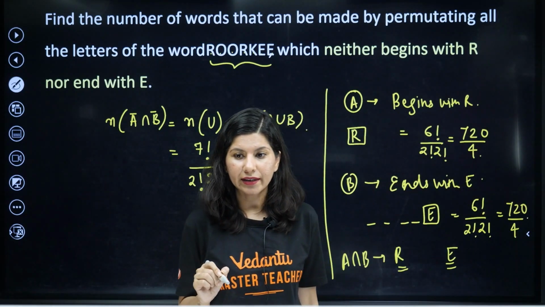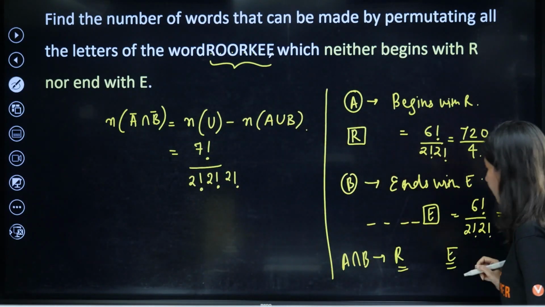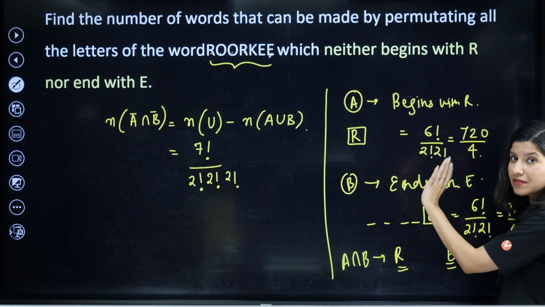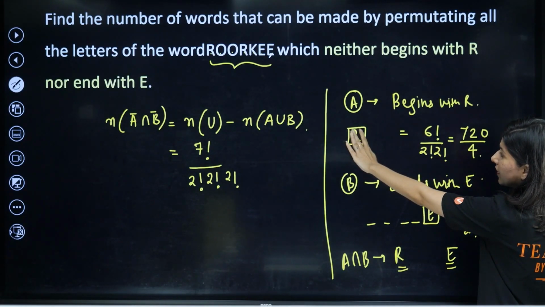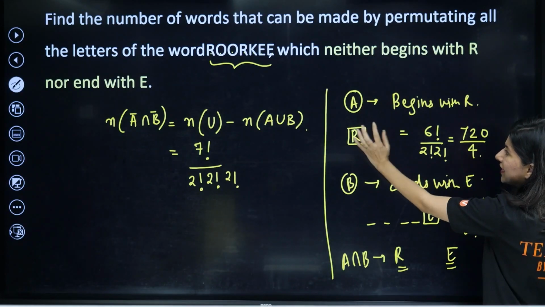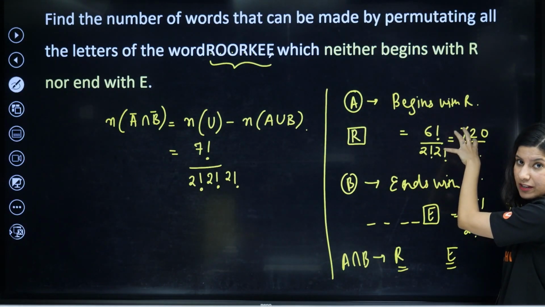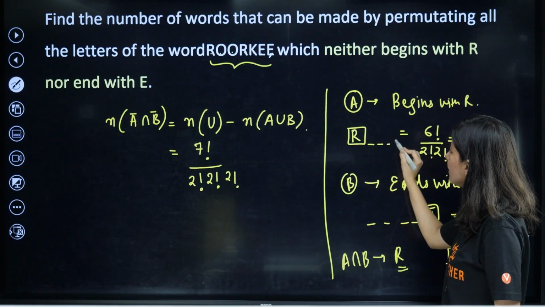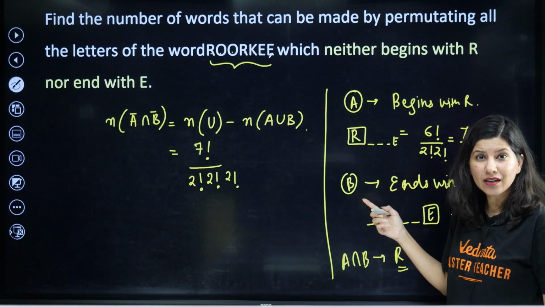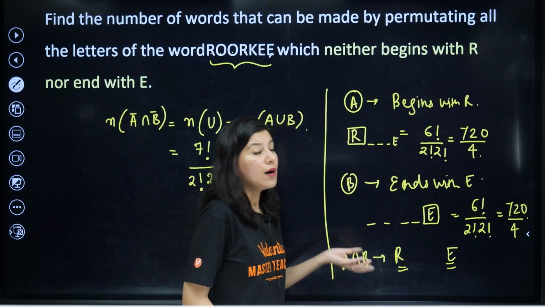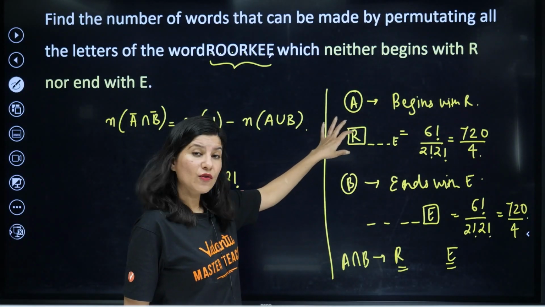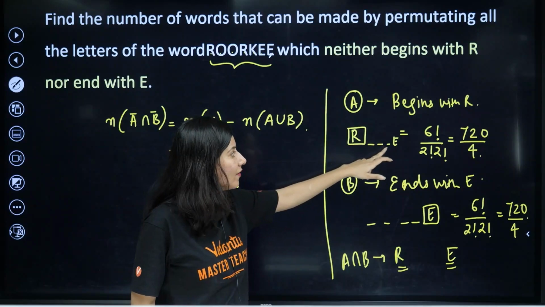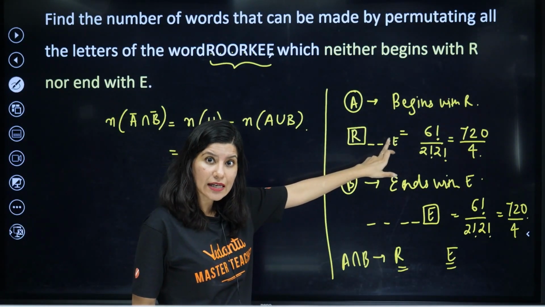Clear. Now understand what is happening. I have said R is fixed over here, so all the words will start with R. So there are this many words. Now don't you think in this there will be some words which will end with E as well? Because we were focusing on R, but there will be some words ending with E as well.